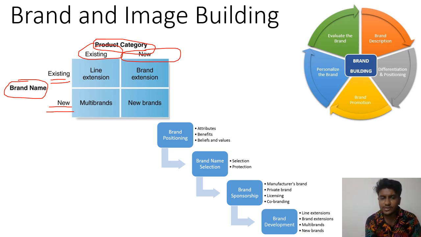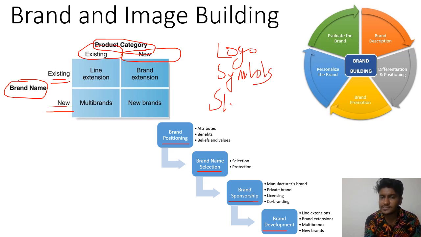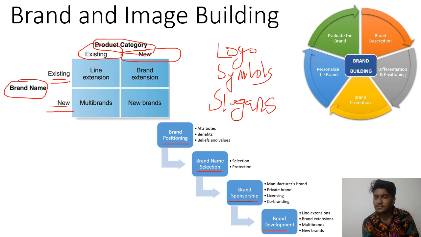So what are the things that we need to keep in mind? Brand positioning, brand selection, brand sponsorships, and brand development. Brand positioning is by attributes, by the benefits, by the peculiarities, by the characteristics. Brand selection: the name is very important because sometimes people remember your brand by logos, symbols, slogans. These are all trademarks that are available. According to the Trademarks Act 1999, you can trademark your logos, symbols, letters.